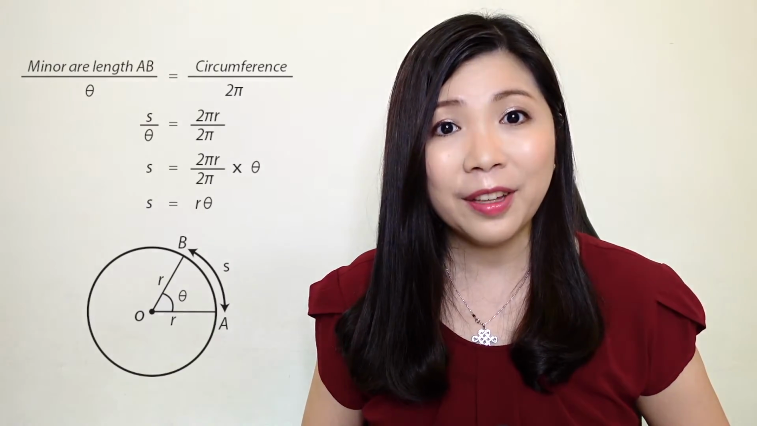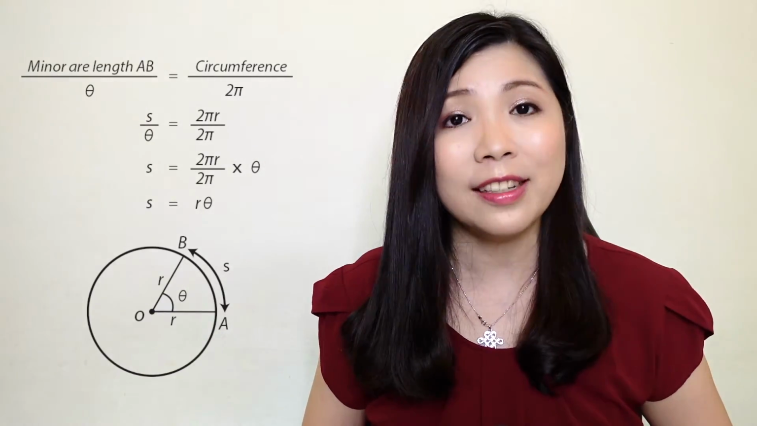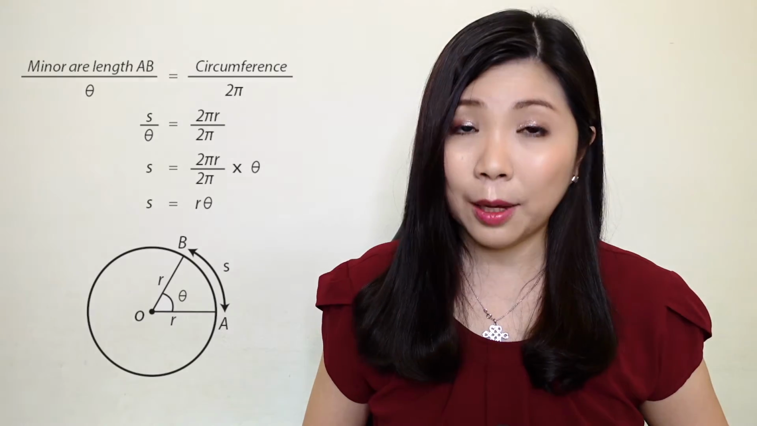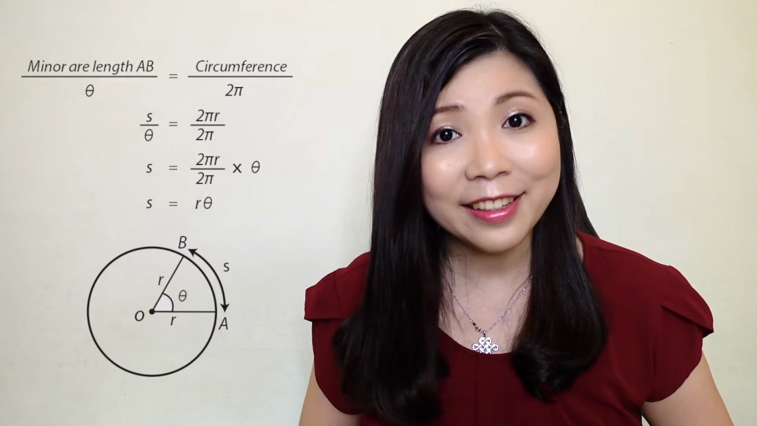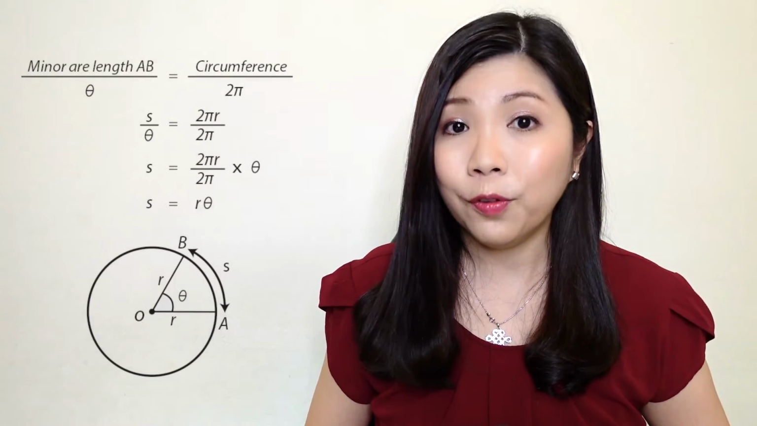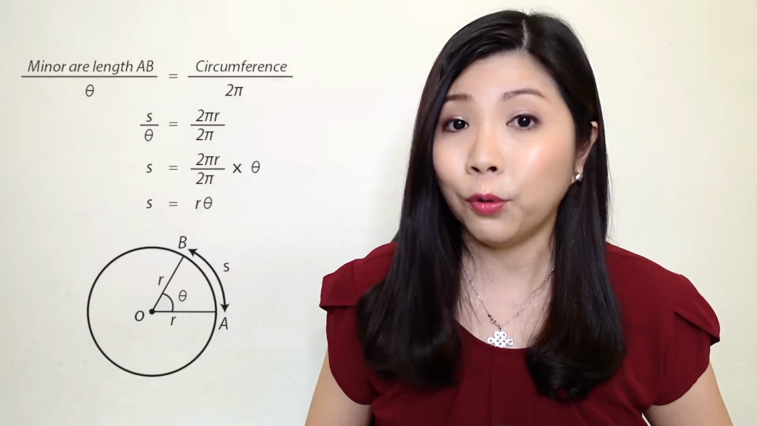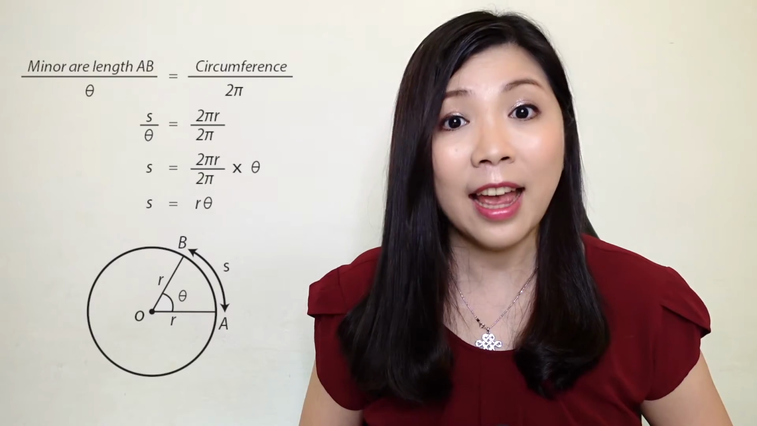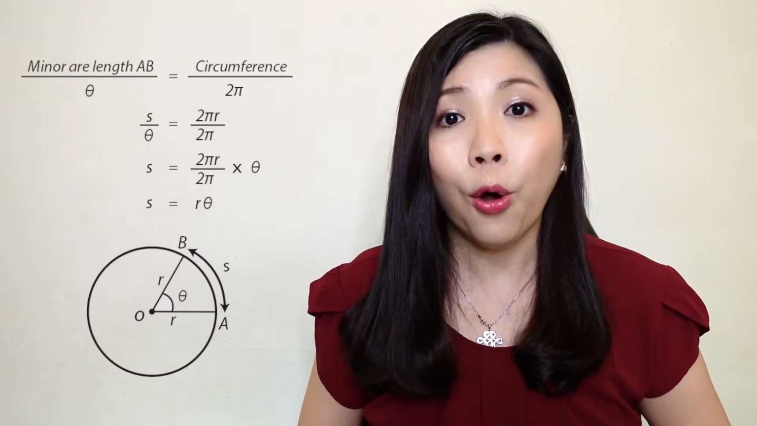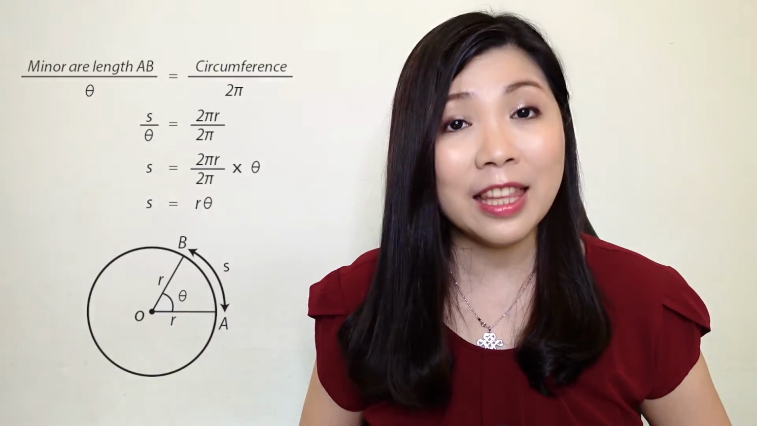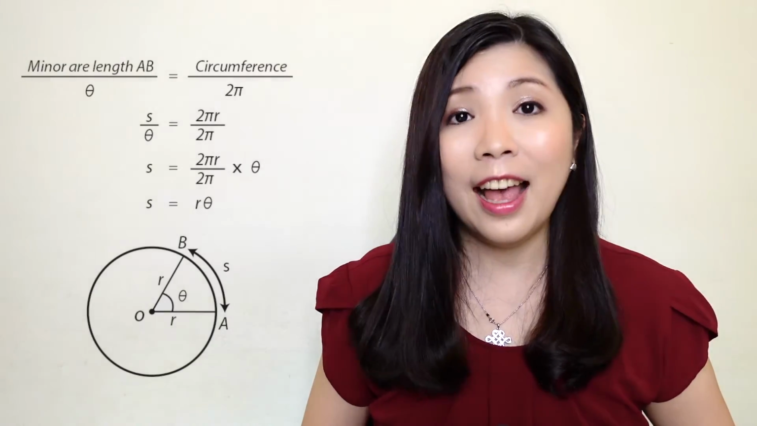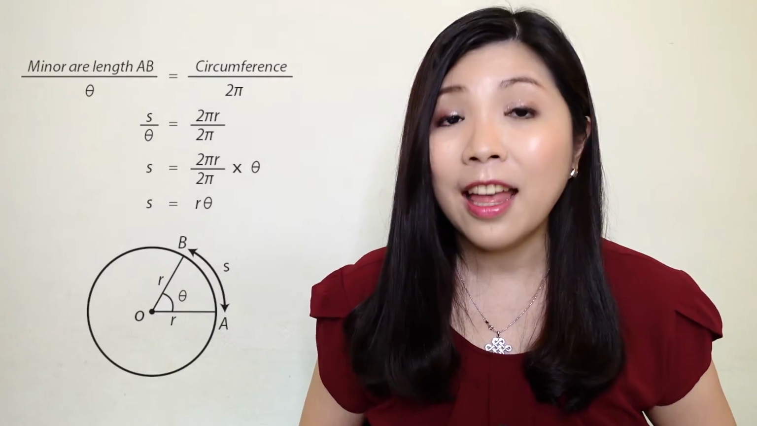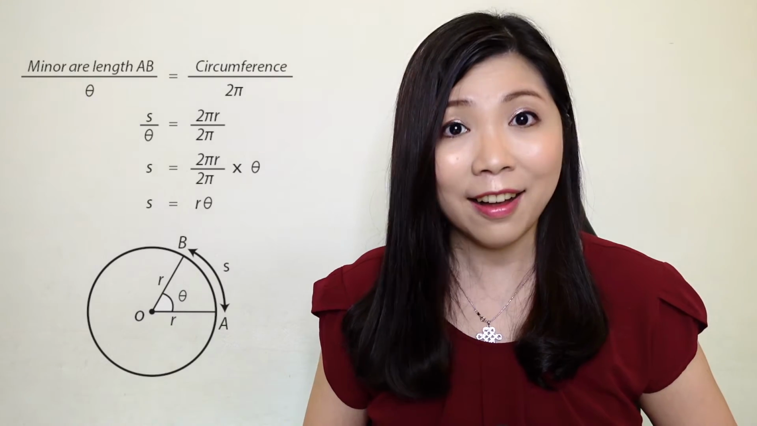Therefore, we have minor arc length AB over theta is equal to circumference over 2 pi. So S over theta is equal to 2 pi r over 2 pi. When we move theta to the right hand side, we'll get S equals to 2 pi r over 2 pi times theta. Therefore, S is equal to r theta. And this is the formula to calculate the arc length of a circle.